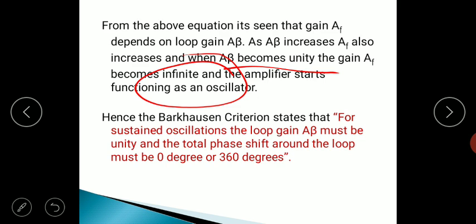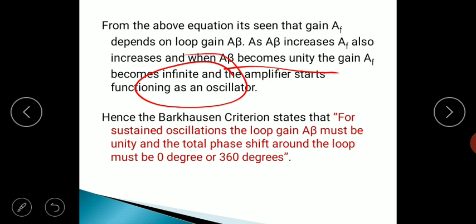So this is the essential condition for an amplifier to function as an oscillator. That is, when the loop gain A beta becomes unity, the gain becomes very large, theoretically infinite, and the amplifier starts functioning as an oscillator. And this itself in fact is the condition for the Barkhausen criterion. Hence the Barkhausen criterion can be stated as: for sustained oscillations, the loop gain A beta must be unity.